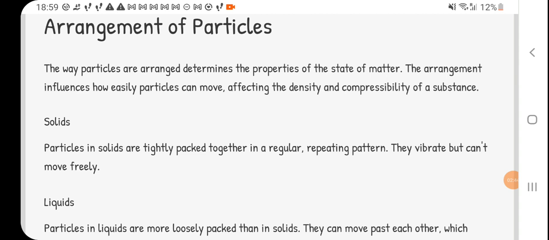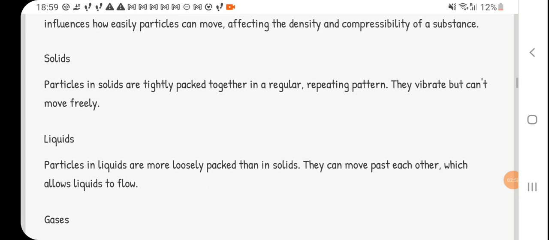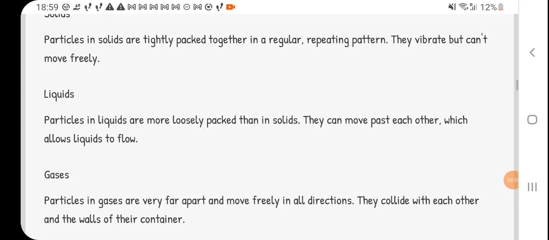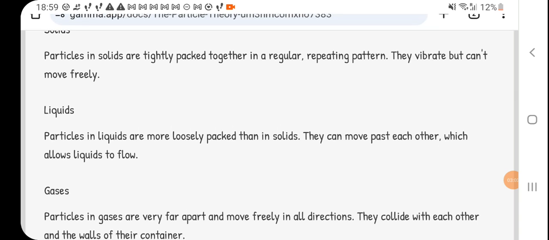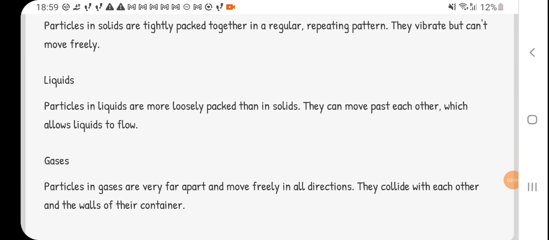Arrangement of particles. The way particles are arranged determines the properties of the state of matter. The arrangement influences how easily particles can move, affecting the density and compressibility of a substance. Solids. Particles in solids are tightly packed together in a regular repeating pattern. They vibrate but can't move freely.